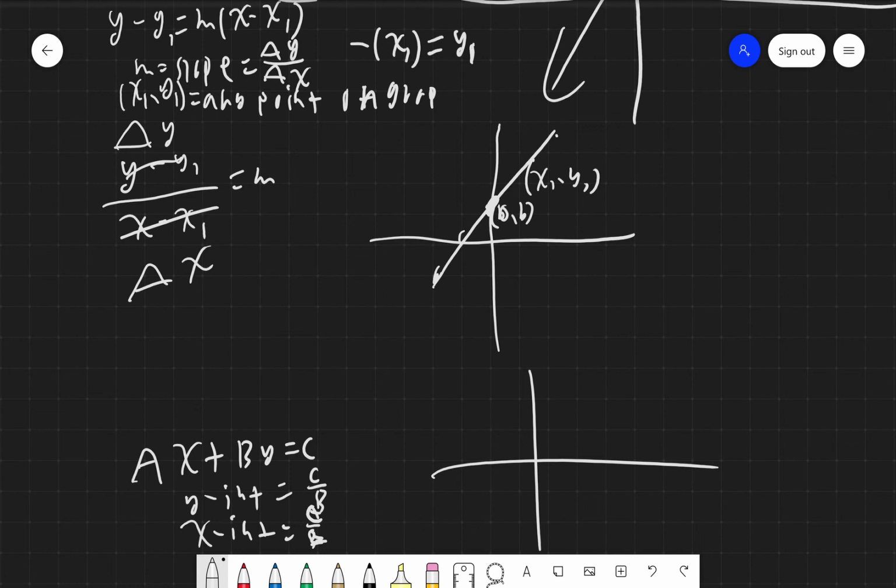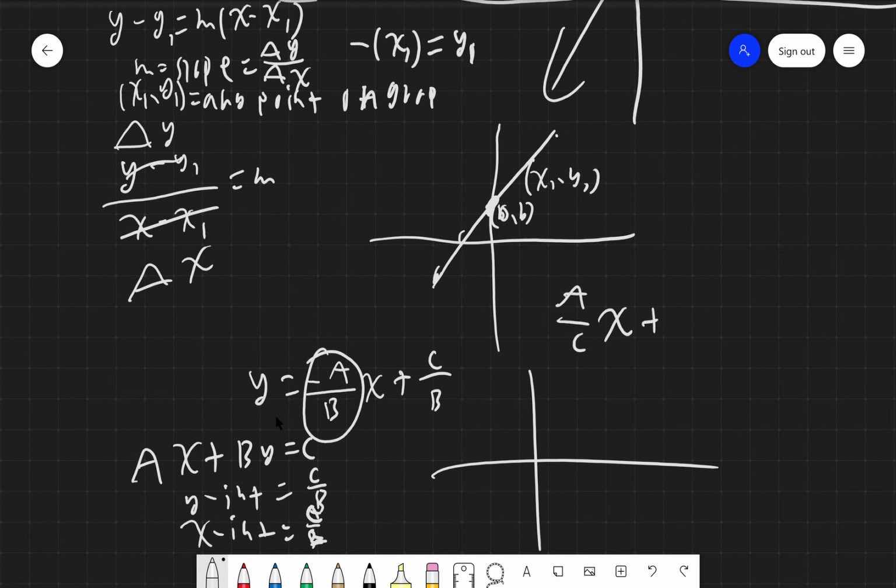Alright, cool. Now, how do you find the slope of this? Well, if you solve for y, y is equal to negative a over b x plus c over b. So negative a over b would be the slope. And then you can divide by c on both sides to get a over c x plus b over c y.